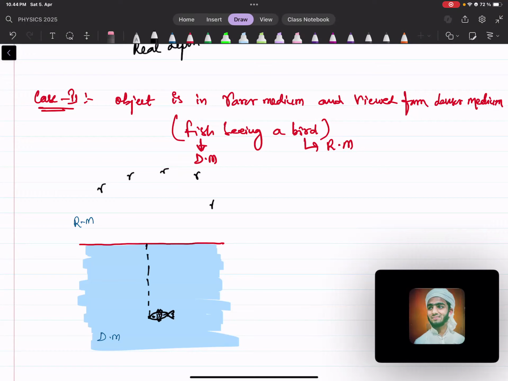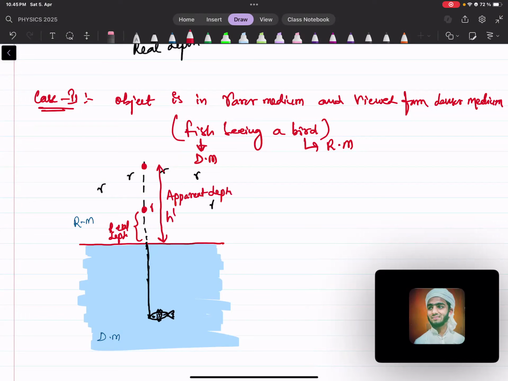This is the normal from the eye of the fish, and this is your normal somewhere here. If the bird is right now here, for the fish it appears to be far away. This is your R dash. From here to here will be your real depth, and from here to here will be your apparent depth. Apparent depth appears to be far.